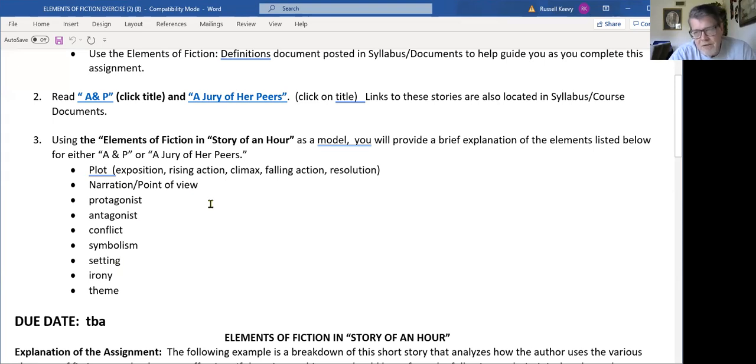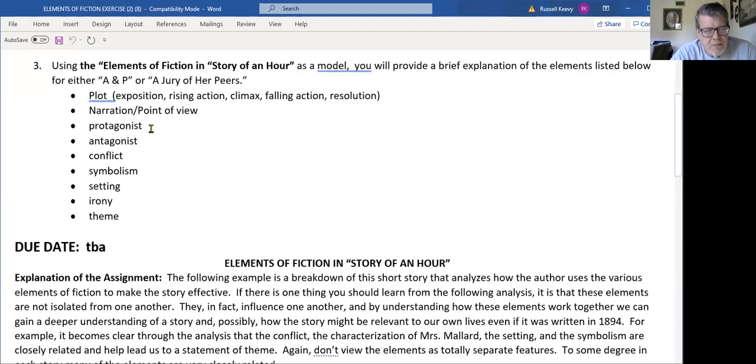It goes for all of these. You can't just say, well, this is symbolism. You've got to say, why is it symbolism? What do you think it's symbolic of? Because that's going to hurt your grade if you don't do that. All right, so there's nine elements of fiction here. Just do your best on them.